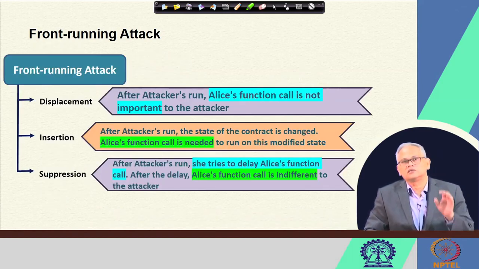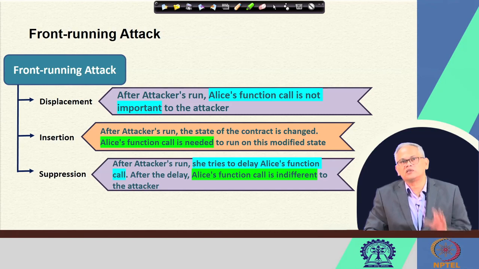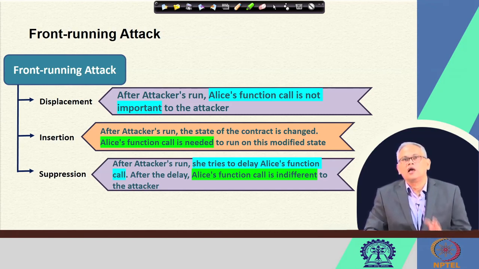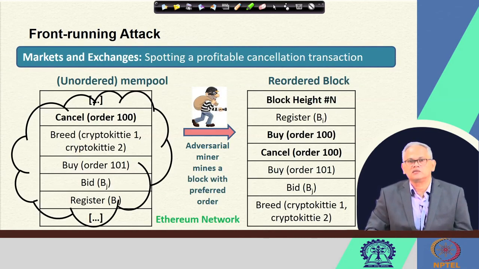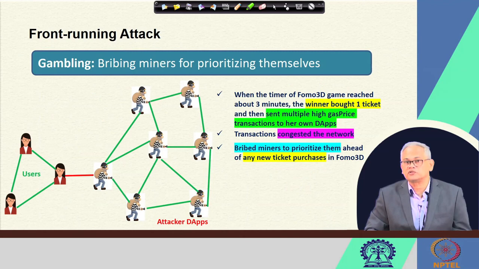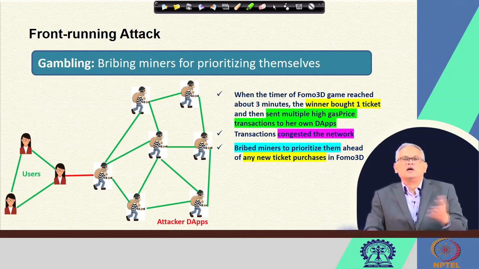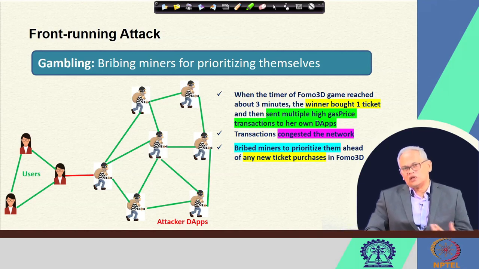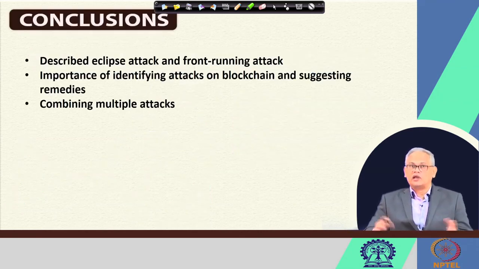that this is suppression, where the attacker tries to delay Alice's function call, and after the delay, Alice's function call is inconsequential. So, even if Alice created that ticket purchase transaction after that delay, the attacker does not really care. So, these are some of the interesting types of front running attacks that one can carry out. There are actual instances of these being carried out.